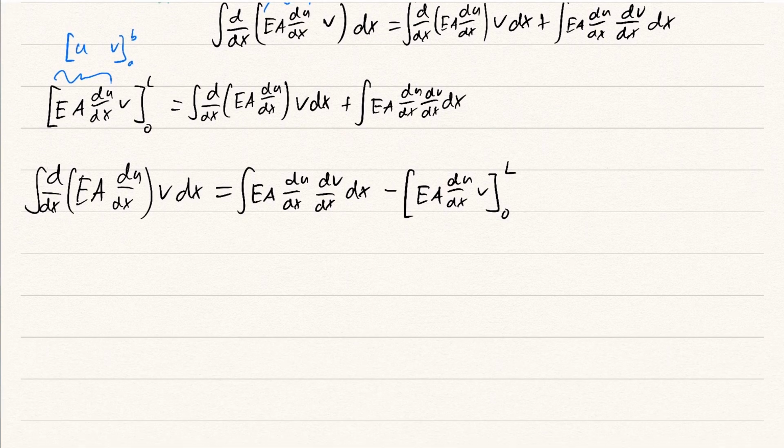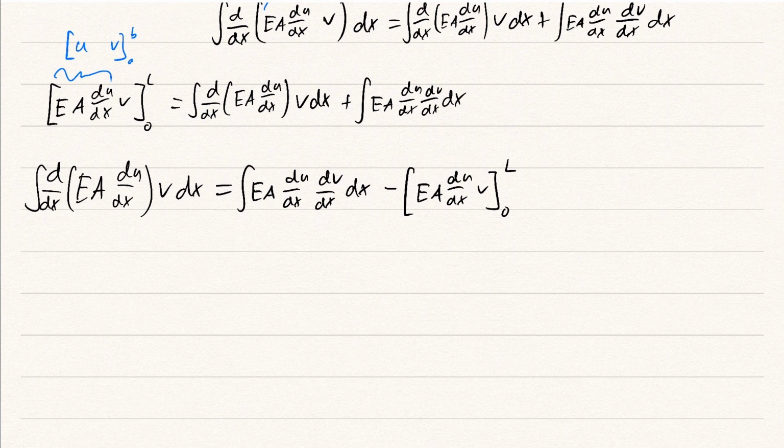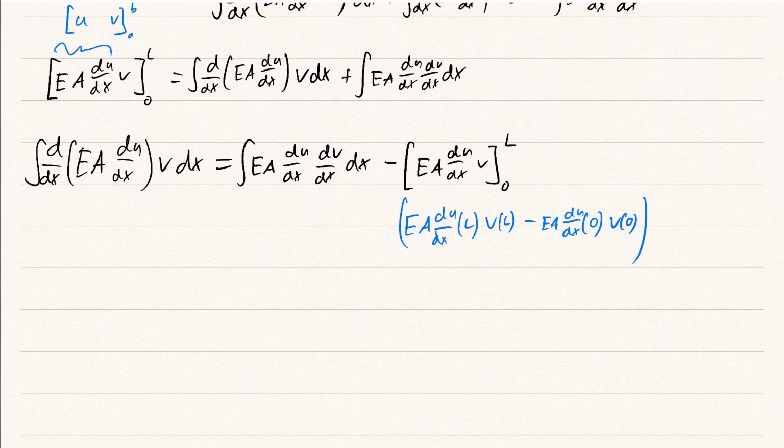And now we could expand this just to show what is. So we have EA du/dx here of the upper term, which is of L, times v of L, and that's minus, and so I'm gonna put big parentheses over this, EA du/dx of 0 and v of 0. So this is what we have here, and these are boundary conditions.